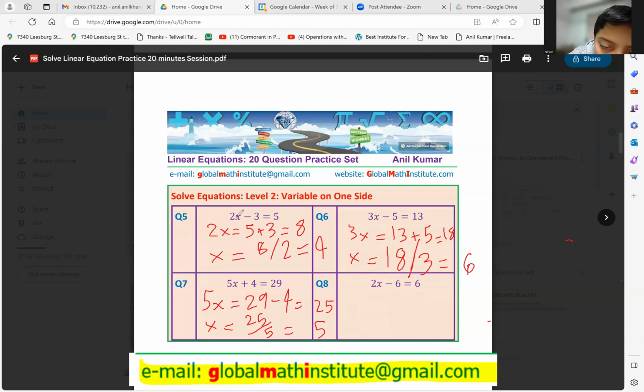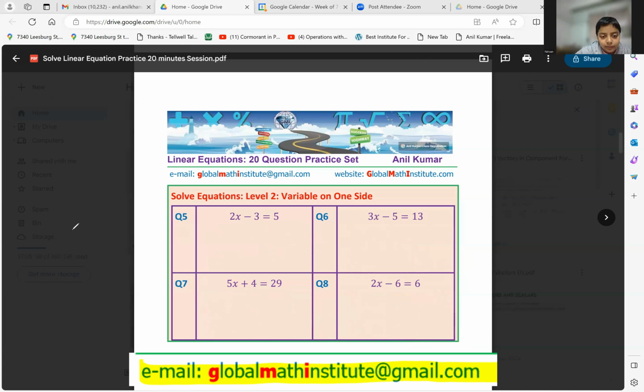Okay. 2x equals, so you bring it to the other side and make it positive. 6 plus 6, 12. 2x equals 12. Correct. X equals 12 divided by 2, which is 6. Perfect. So this time it is 6. So that is how we answer these questions. Perfect. So let me move on to the next page.